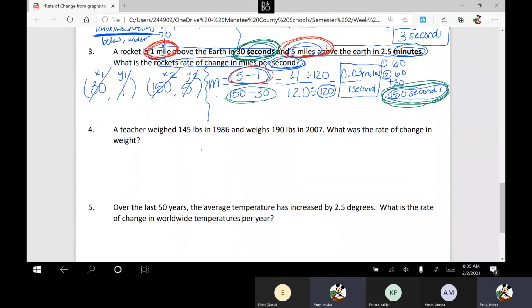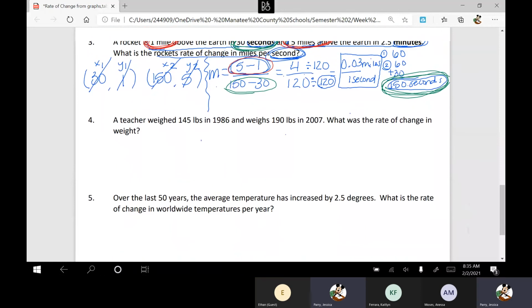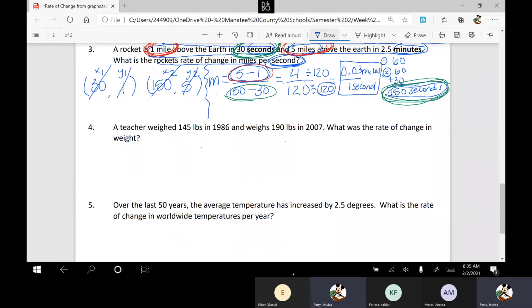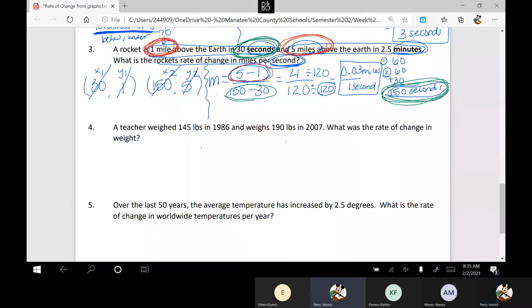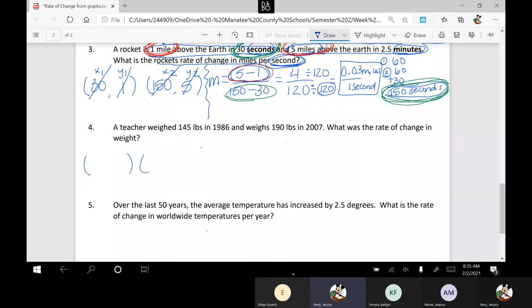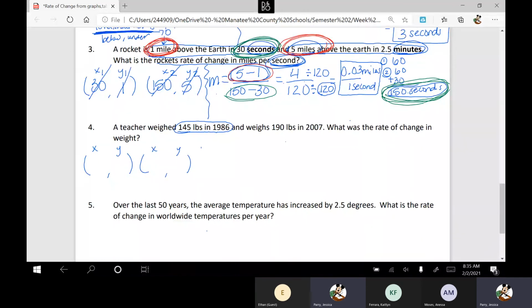And last one together here, number 4. It says, a teacher weighed 145 pounds in 1986 and weighs 190 pounds in 2007. What is the rate of change in weight? Okay, we got our X, Y, X, Y. We have 145 pounds in 1986. That's the year 1986. So remember, time goes first.